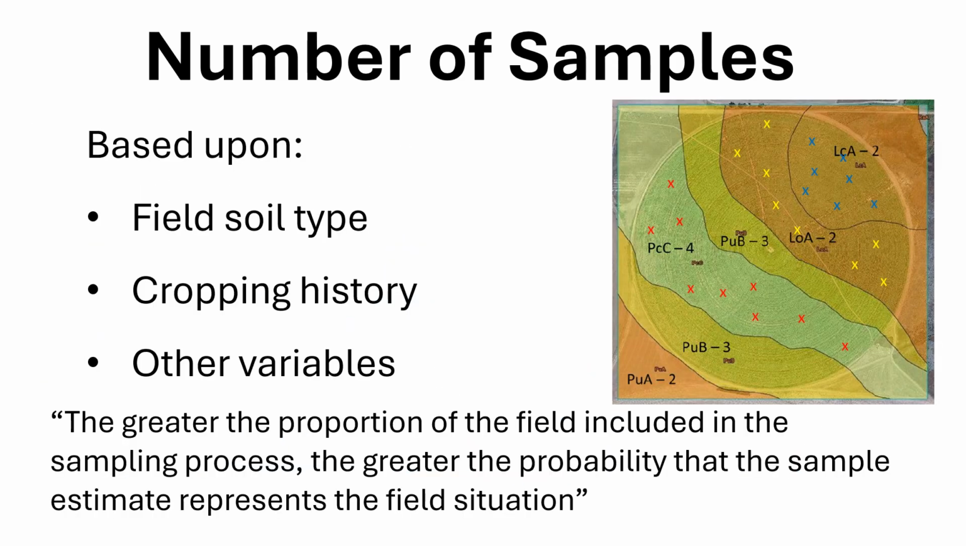As I've mentioned before, some of the considerations for the number of samples are the field soil type you have, your cropping history, and your other variables. The greater the proportion of the field included in the sampling process, the greater the probability that the sample estimate represents the field situation. We always say, you know your field better than anyone else, which is why we like to work with you when determining the sampling map and the type of sampling that we're going to be doing, because we would like that insider knowledge and we'd like to give you the best information we can. All of those things play a role in our decision for numbers of samples that we're going to take, but they're considerations nonetheless.